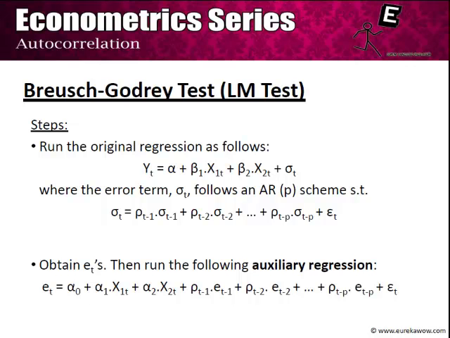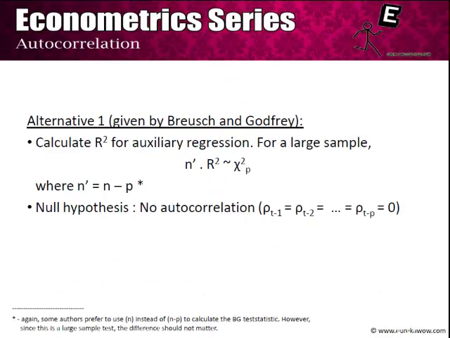Once we run this auxiliary regression, there are two ways we can go about testing the null hypothesis. The first alternative was given by Breusch and Godfrey themselves. They said that for the auxiliary regression we can calculate r square, and then for a large sample n prime into r square will follow a chi-square distribution with p degrees of freedom, wherein remember that p is the AR(p) scheme that we are following, where n prime equals n minus p. Again, since this is a large sample test, the difference between n prime and n should not be statistically different, and hence some authors prefer to use n.